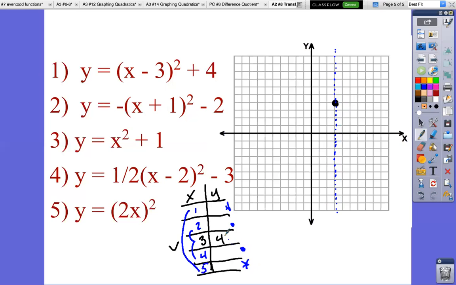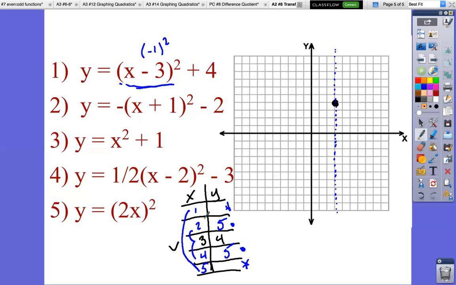Well, what do you think is easiest to plug in, 2 or 4? Again, there's no wrong answer. In this equation, would you rather plug in 2 or 4? Two. Yeah, either way, we'll get the same thing because 2 minus 3 is -1. -1 squared is +1. And 1 plus 4 is 5. If I plugged in 4, 4 minus 3 is 1. 1 squared is still 1, plus 4 is still 5. So you only have to plug in one value.